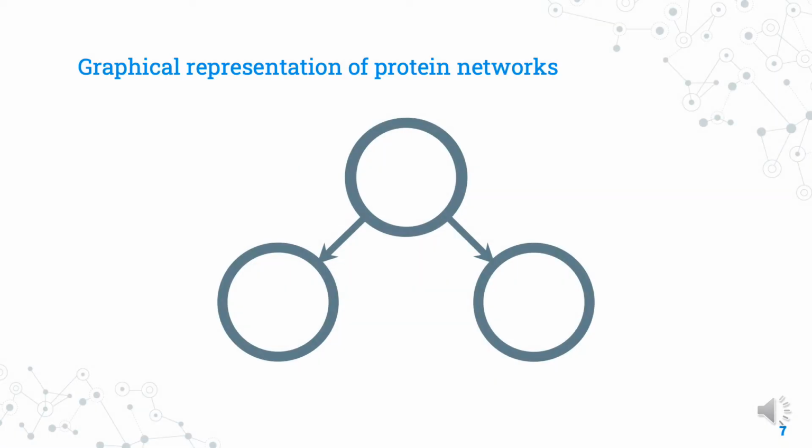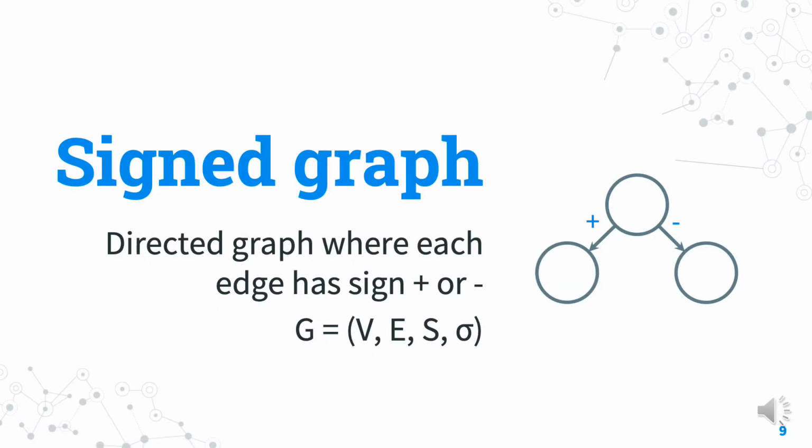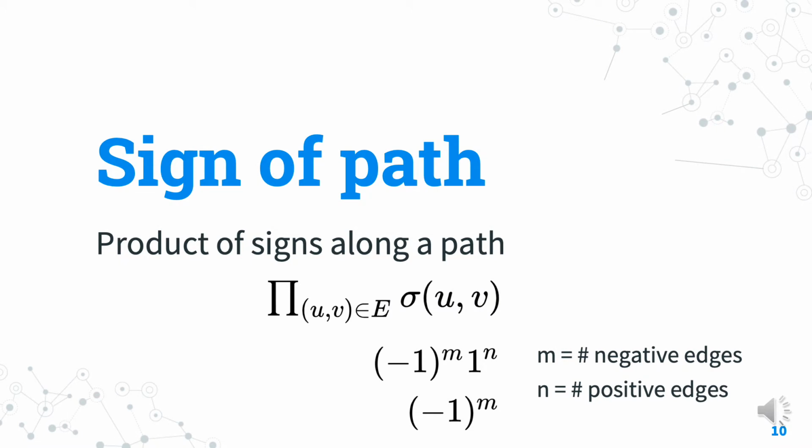Protein-protein interactions can be represented as a graph with proteins as the nodes and the interactions as the edges. Specifically, we represented the protein regulatory networks as sign graphs. A sign graph is defined as a directed graph where each edge has a positive or negative sign. The sign of a path is the product of the signs of the edges along the path.